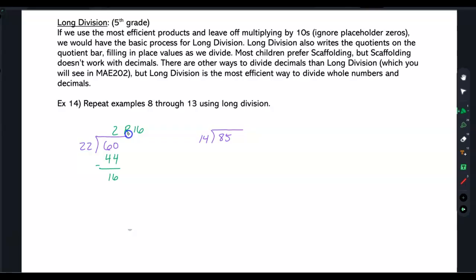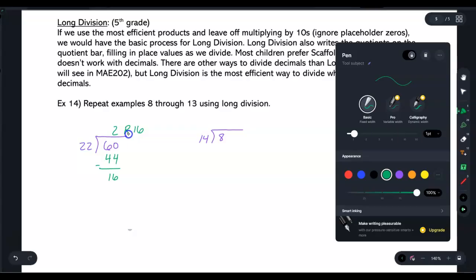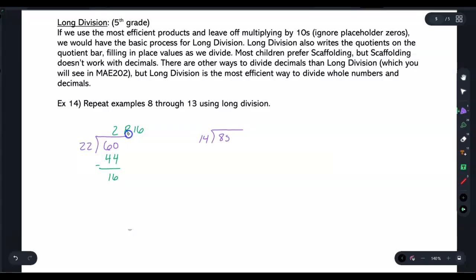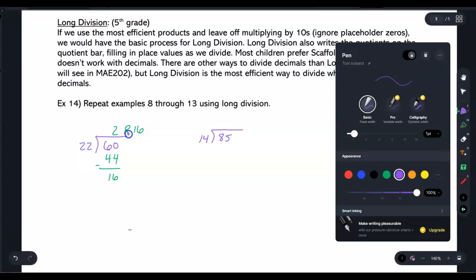And so you're taking an educated guess. I'm thinking 14's close to 15. I know 15 times 4 is 60, so it would probably go in another time or two. So maybe 5 would be a good guess, maybe 6. And so we would just try it and see if it works. Just to show you this process, I'll try 5. So let's say I think 14 goes into 85 5 times.